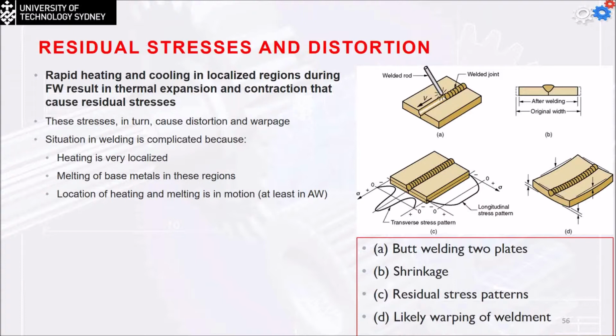To minimize the warpage, we can do the following. First, we can fix the two parts before we do the welding, so when they're heated and cooled down, they are not going to be warped. Also, we can preheat them, increasing the temperature before we start the welding process.